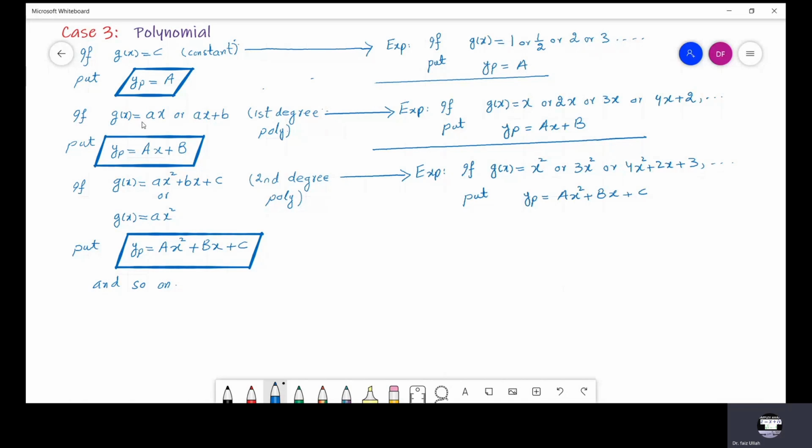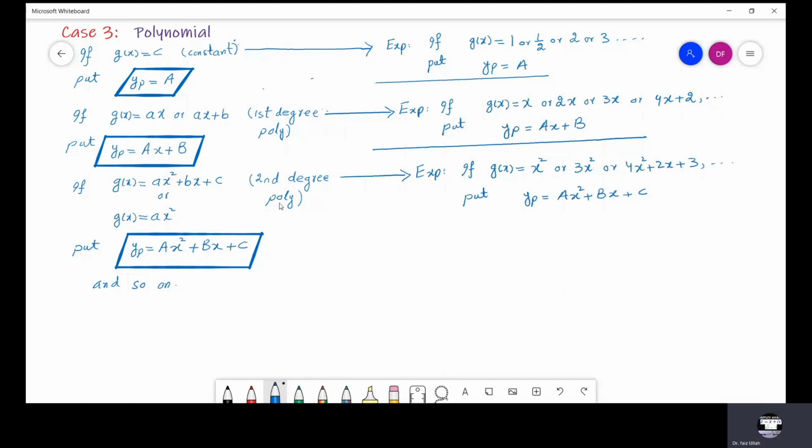If g of x is a first degree polynomial, it means if g of x is equal to ax or ax plus b, we shall put yp is equal to ax plus capital B. Let us see this example. If g of x is equal to just x, put yp is equal to ax plus b. If g of x is equal to 2x or 3x or 4x plus 2 and so on, just put yp is equal to ax plus b.